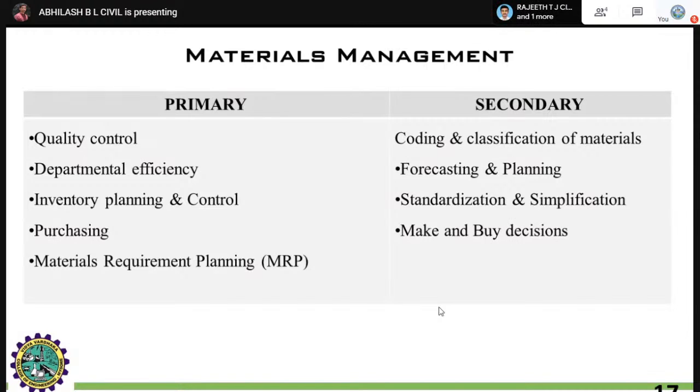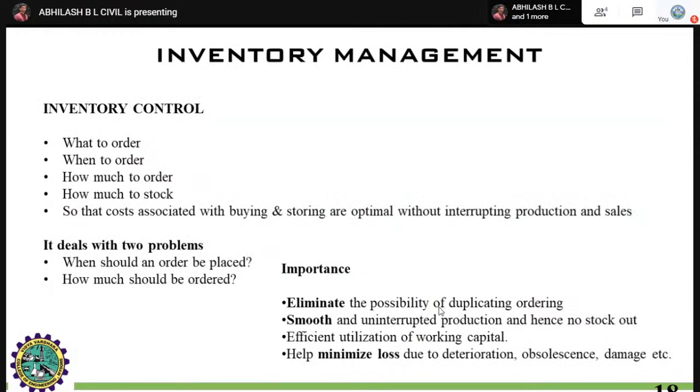Why I am telling you about materials management is that, in order to procure the material, at what time you have to procure, right? You have to check the space constraint. Other than the space constraint, the usage of that particular material and the quality of the material. These are the planning and controlling aspects of material management in your construction sector.